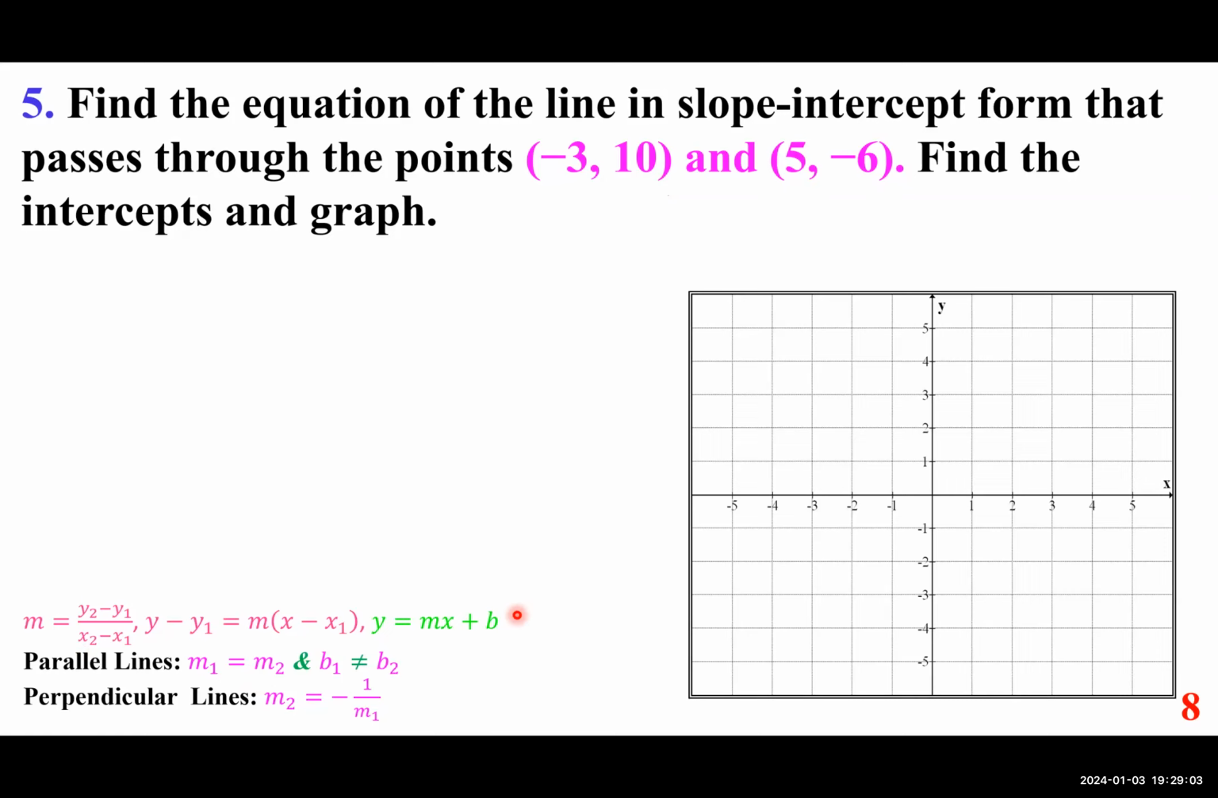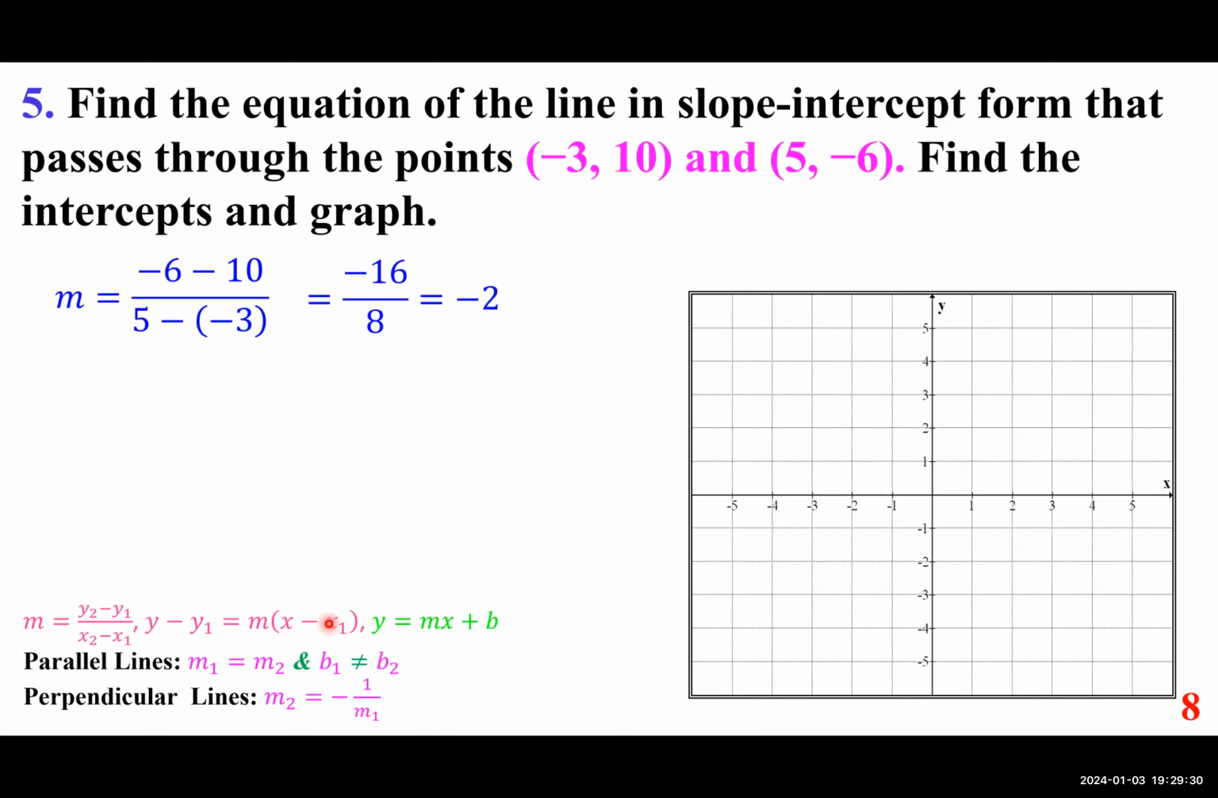So number one, we have to find the slope using this formula. So y sub 2 minus y sub 1 over x sub 2 minus x sub 1. So -6 minus 10 over 5 minus -3. And that results in -16 over 8, or -2. That's the slope.